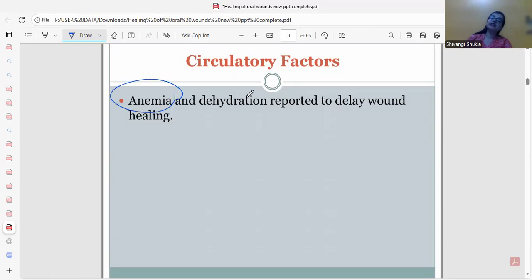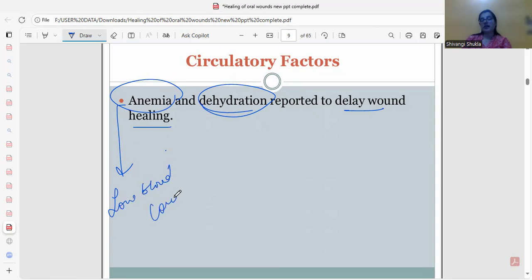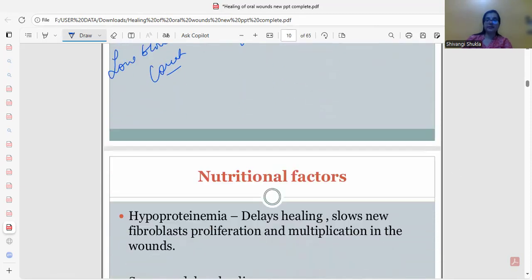Anemia and dehydration, they also lead to delayed wound healing. दोनों के केस में ही, anemia के केस में we have low blood count, and in case of dehydration we have low blood volume, पानी है नहीं, so that would also decrease the healing.